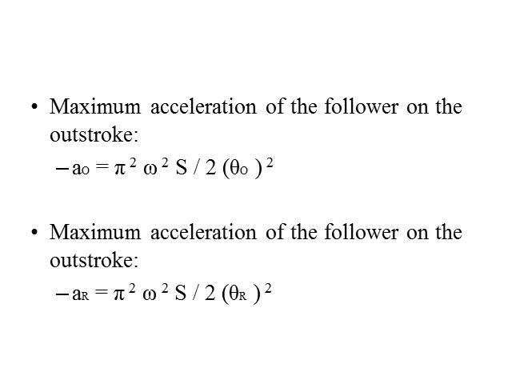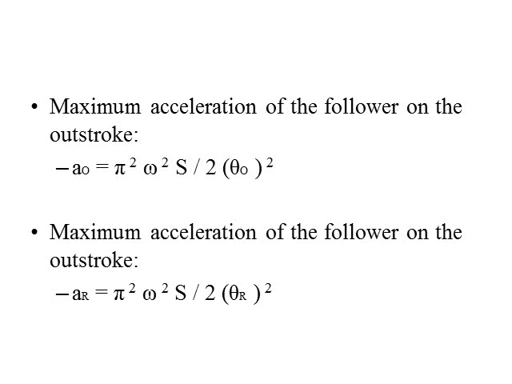Next, we need to find the maximum acceleration of the follower during outstroke and return stroke. The formula for the follower on the outstroke is A naught equals pi square omega square s by 2 theta naught square. We know all the values. We know omega, which we have found out. We know s is nothing but the lift, that is 50 mm, convert into meters, and theta naught is the outstroke angle, that is 60 degrees. Again convert that into radians and substitute in the given formula.